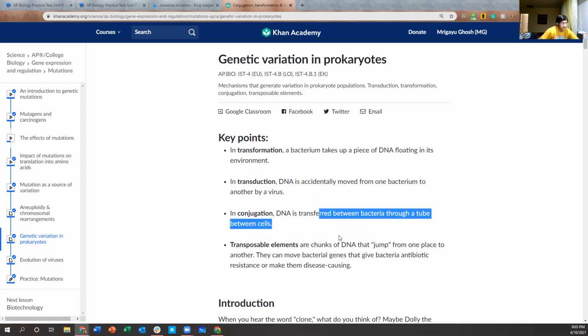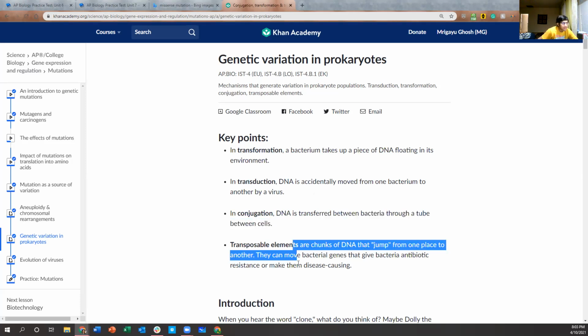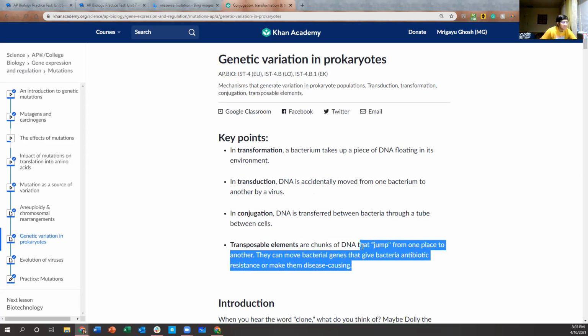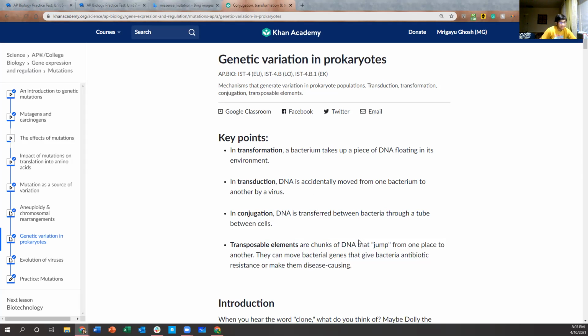Conjugation is what we said, and then we talked about transposition. Transposition is important because that can provide antibiotic resistance. Transposition is the movement of DNA segments, right?